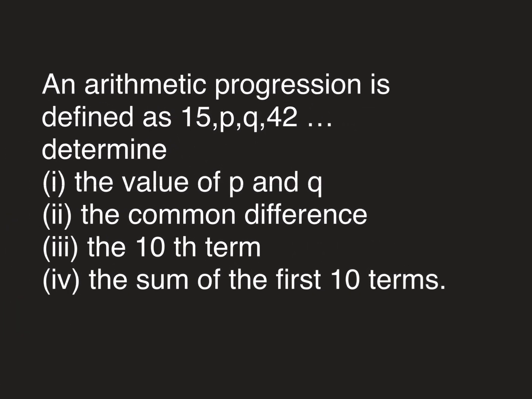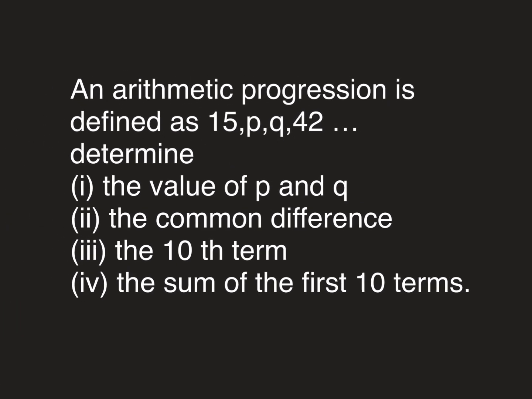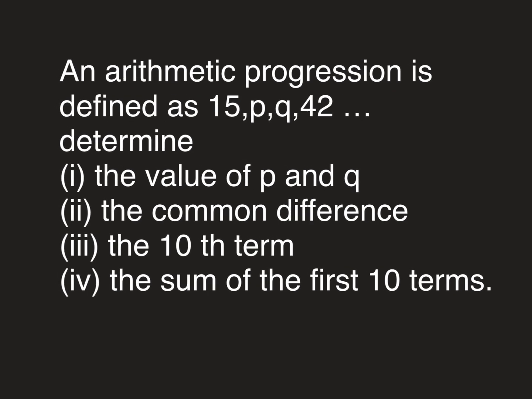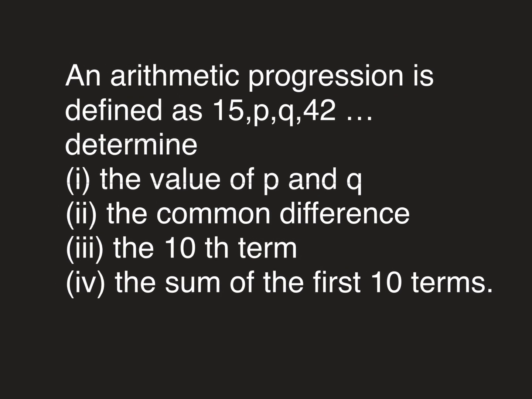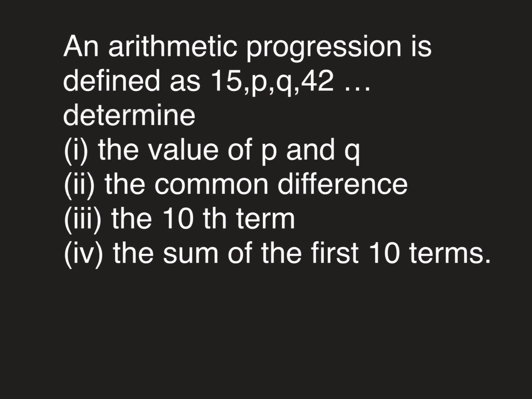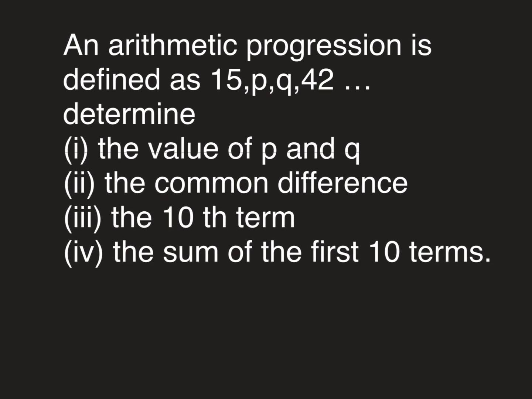Okay, so this is our next question. It reads, an arithmetic progression is defined as 15, P, Q, 42, and it continues. Determine the value of P and Q, the common difference, the 10th term, the sum of the first 10 terms. So to be able to solve this problem, you should understand the concept of arithmetic mean.